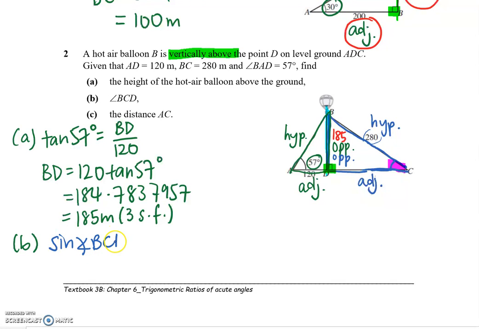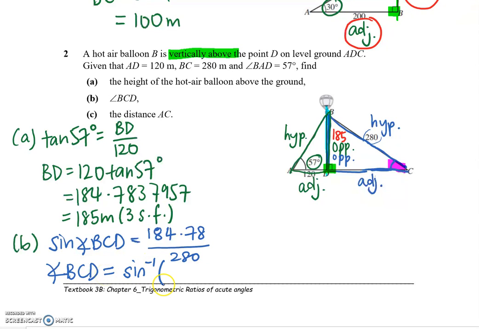Sine of angle BCD is equal to 184.78 over 280. Well, we need to write more than 3SF. So if you were to write it all out, that's fine. If you want to leave it to 5SF, that's fine as well, as long as it is more than 4SF. Then make BCD the subject, meaning we need to bring this sine over. Remember in the previous worksheet, when we bring over the sine, it becomes a sine inverse. So you have your 184.78 over 280 inside the brackets.